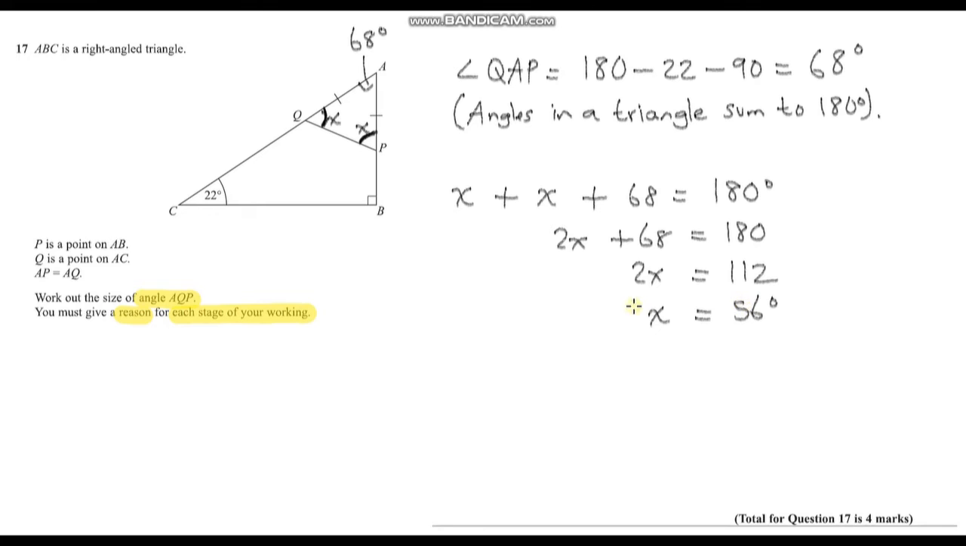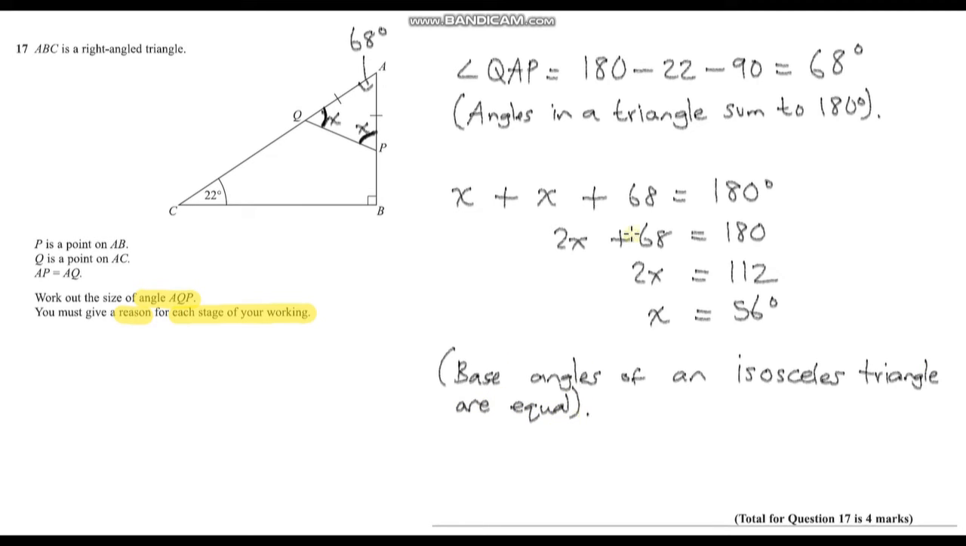Yeah, 56 degrees. Now, we do need to give another reason. So what piece of mathematical information did I use? Well, that was that base angles of an isosceles triangle are equal. So I'm just going to write that down. So base angles of an isosceles triangle are equal. So notice how I've found out 2 pieces of information, but for both pieces I've given reasons.